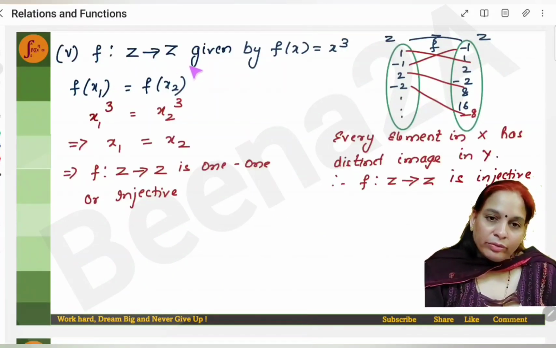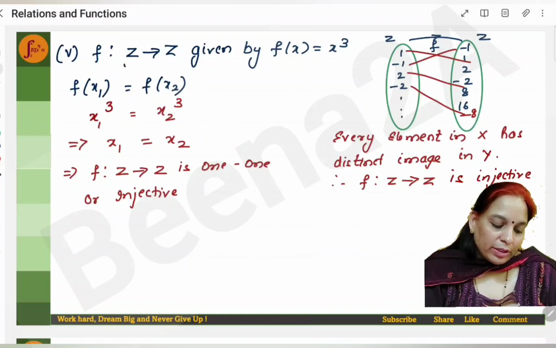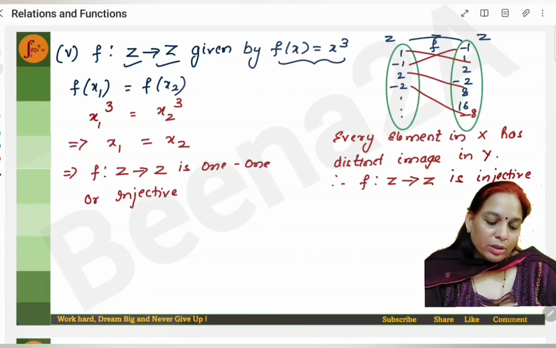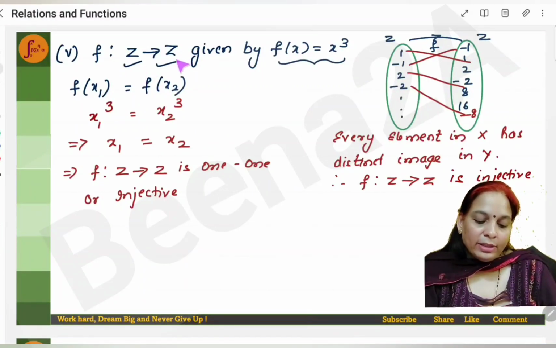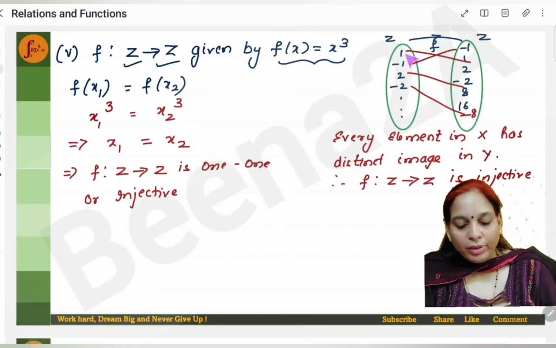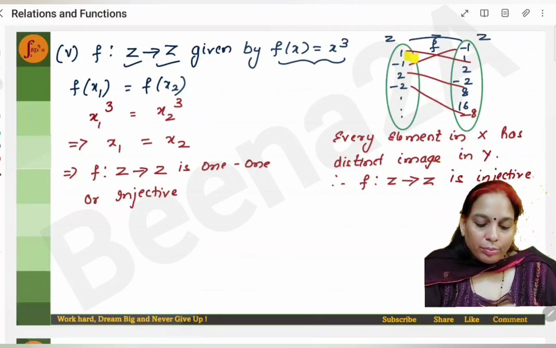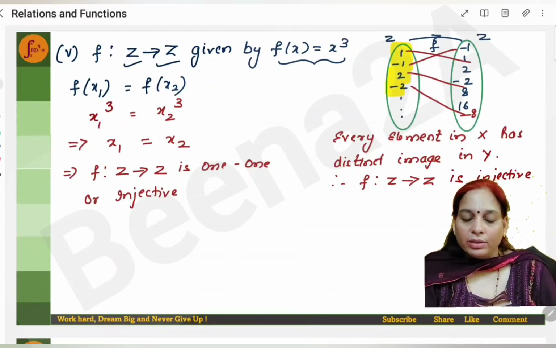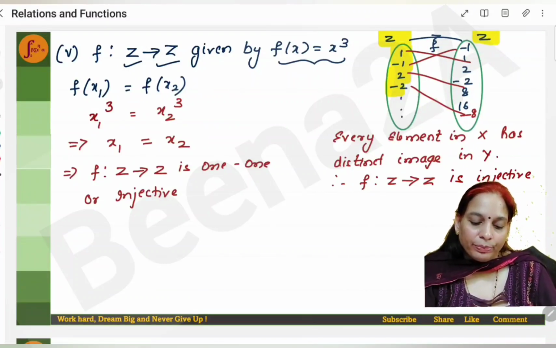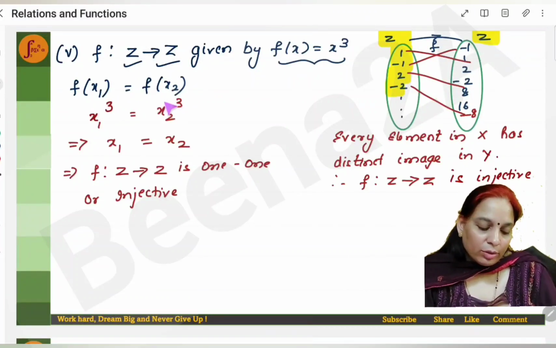Now let's take this fifth example. Function from Z to Z. Same cubic function, but this time it is from integers to integers. Now Z means it could be both positive and negative integers, right? Now let's check if it's 1-1.